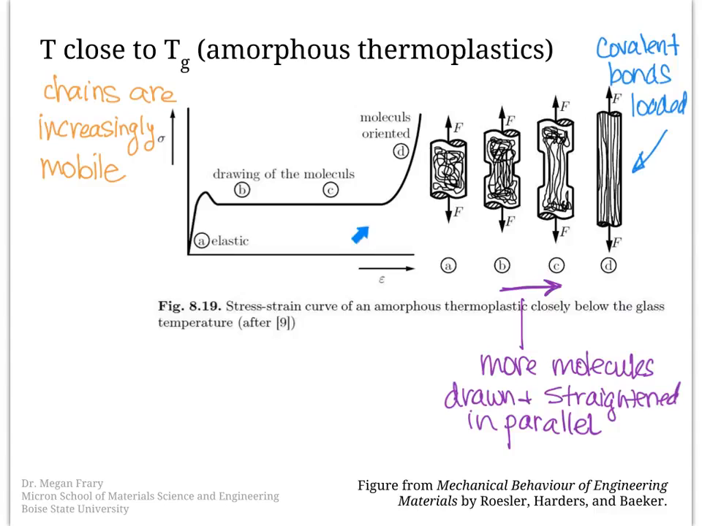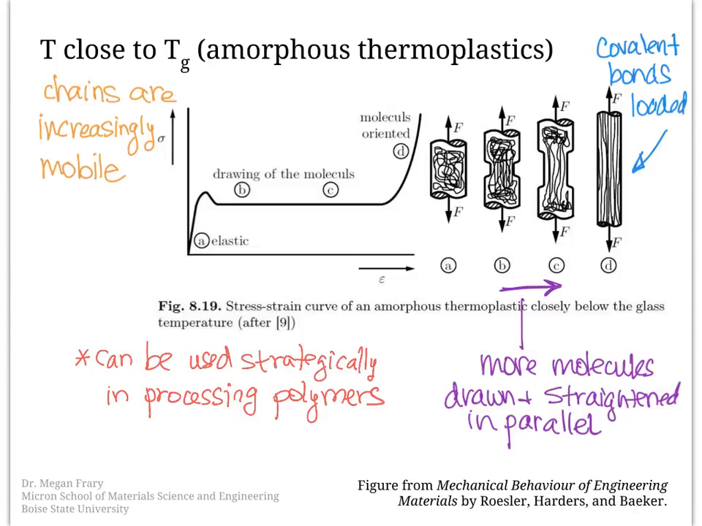Eventually then we come to the point in the stress strain curve where the polymer molecules are oriented and then the stress starts to increase significantly. This is actually a process that is sometimes used strategically to draw the thermoplastic in order to manufacture a material where the chain molecules are arranged in parallel. An example of where this is done is in aramid fibers.